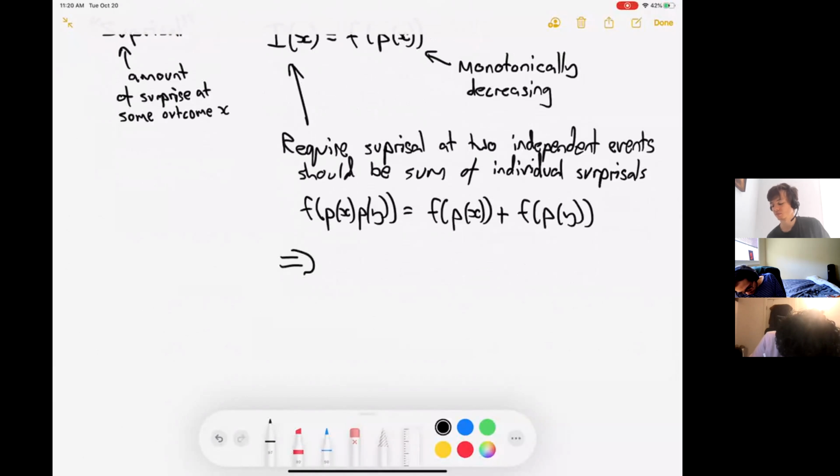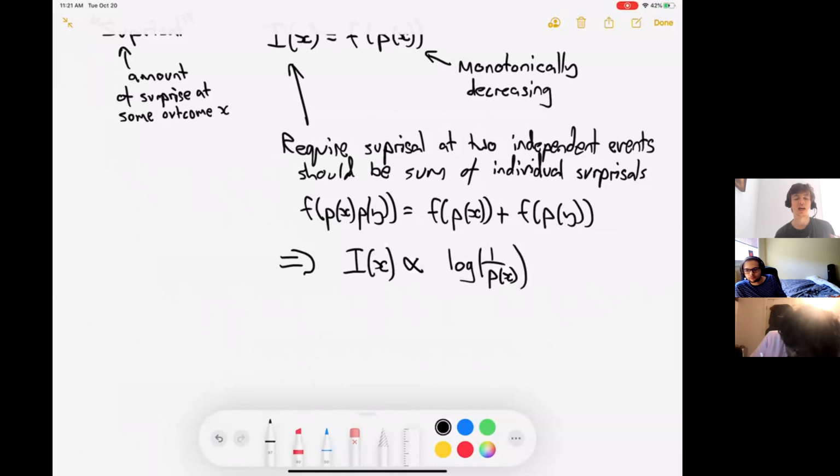This implies that your surprise at any outcome x needs to be proportional to log of p, but we want it to be positive, so it should be proportional to log of 1 over p. Okay. So if something happens with probability a quarter, you should be twice as surprised as if something happens with probability a half.